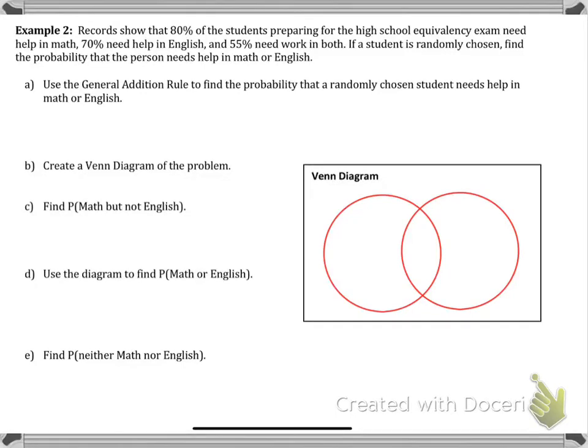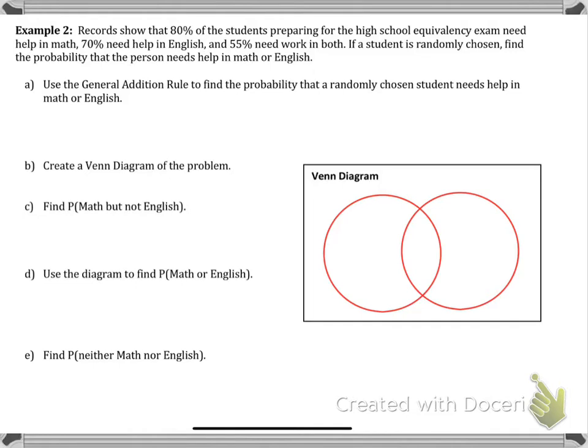Hi everyone. This is example 2 from chapter 12 in the student packet. It says records show that 80% of students preparing for the high school equivalency exam need help in math, 70% need help in English, and 55% need work in both. If a student is randomly chosen, find the probability that the person needs help in math or English.